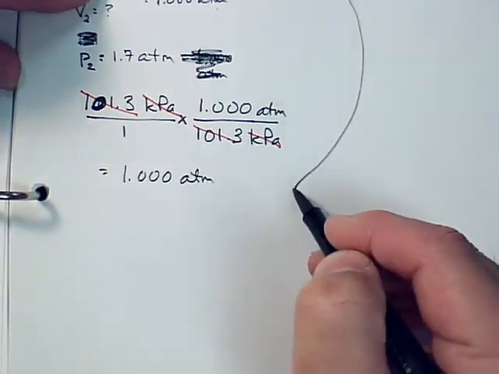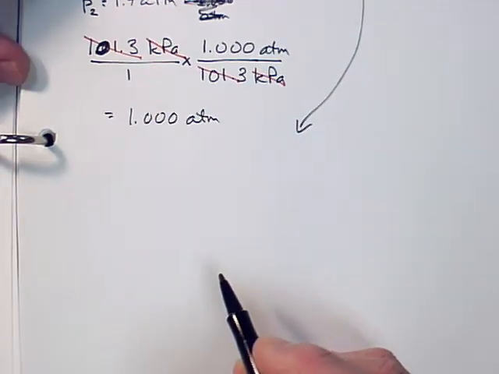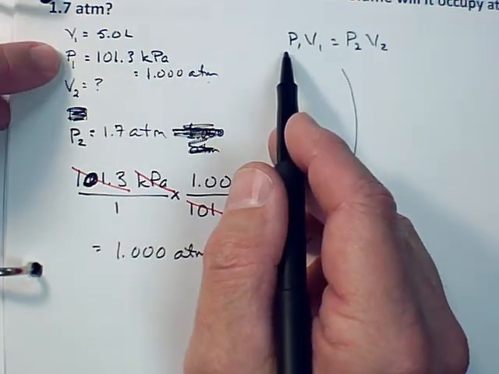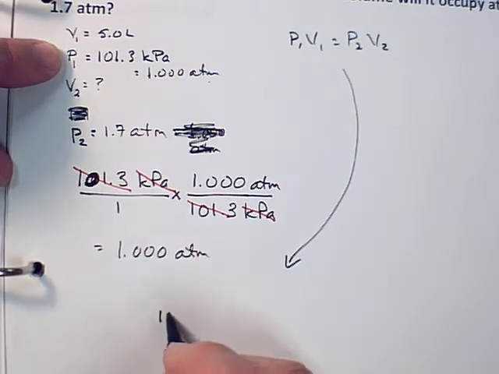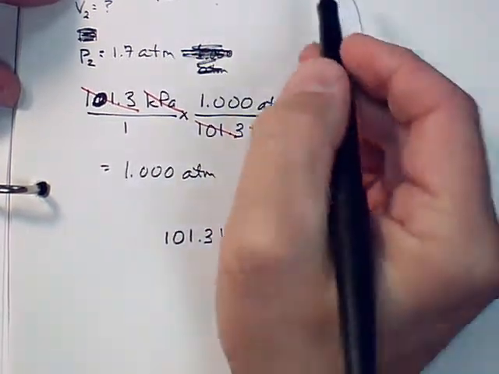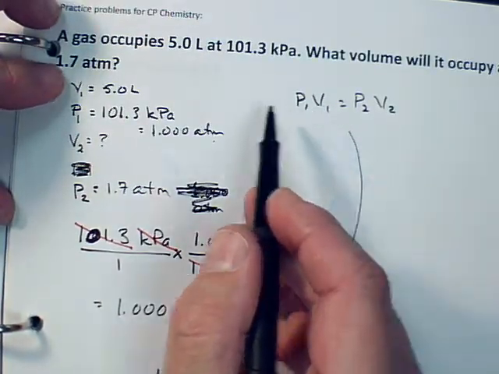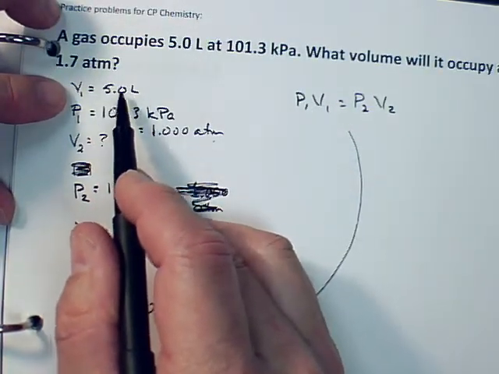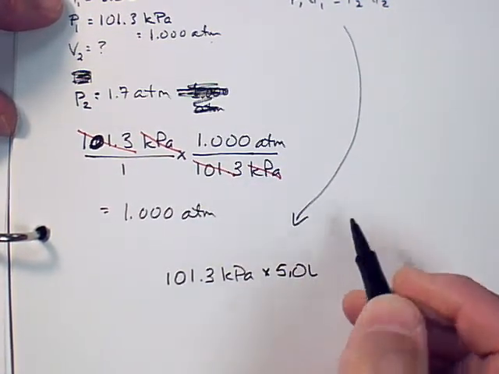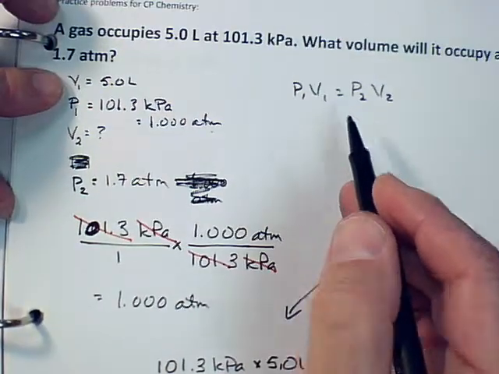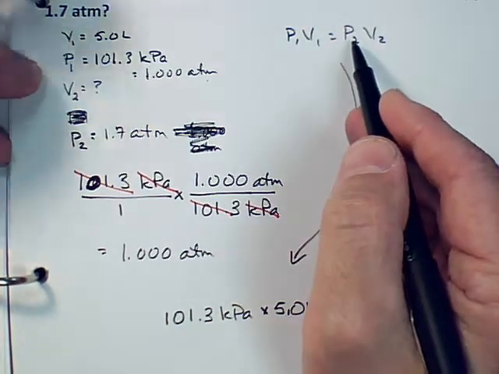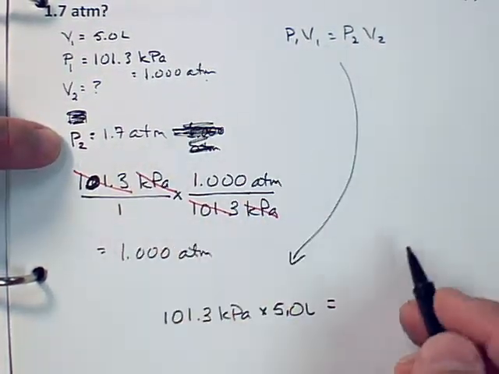I'm going to kind of move down here just to give myself some more room so you can see what's going on. All right, so in place of P1, I'm going to write the value for P1. I'm going to say 101.3 kPa. In place of V1, I'm going to write the value for V1, which is 5.0 liters. Okay, and there's our equal sign. And then we've got P2. P2 is 1.7 atmospheres.